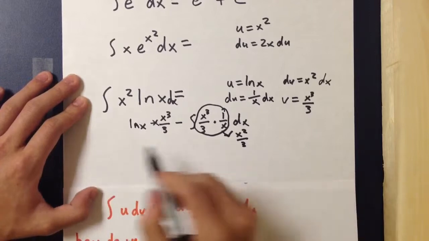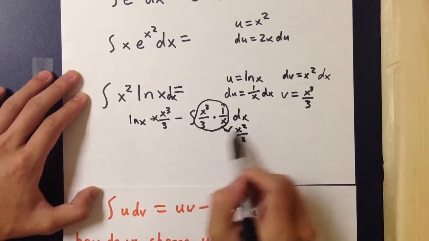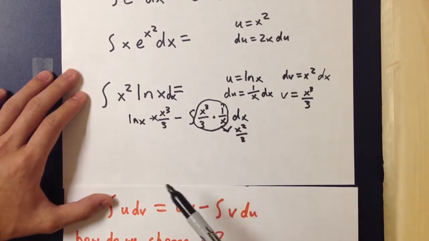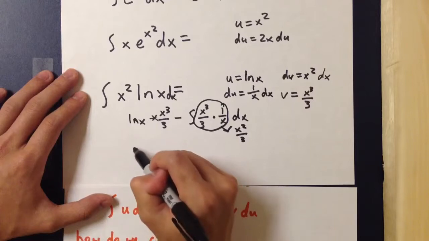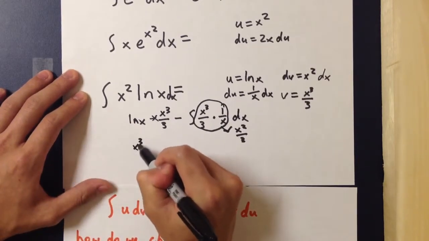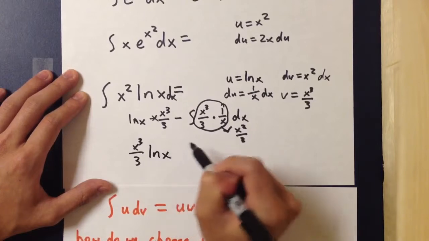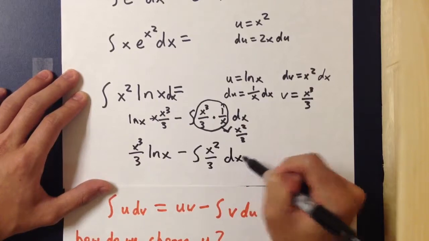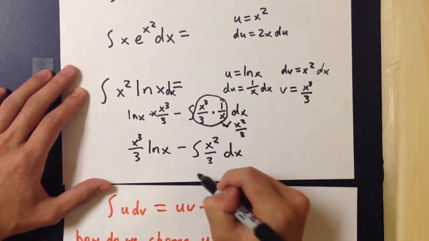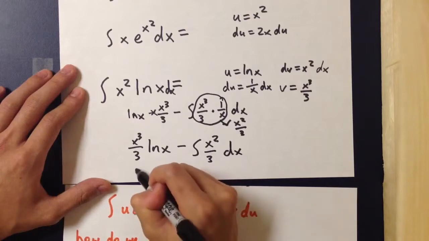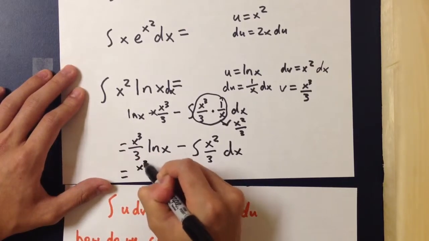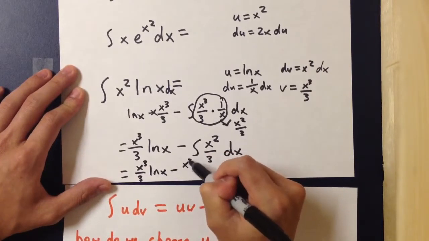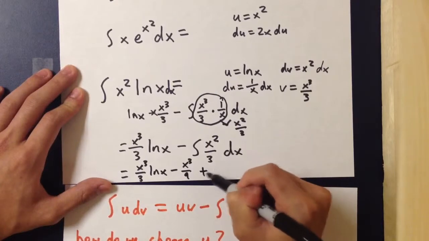So from there, you're left with another integral over here on this right side, but that can be solved through anti-deriving with methods that we already know. If I were to simplify it, it would be x cubed over 3 natural log x, minus the integral of x squared over 3 dx. The integral of this would then be x cubed over 3 natural log x minus x cubed over 9 plus c. Thank you.